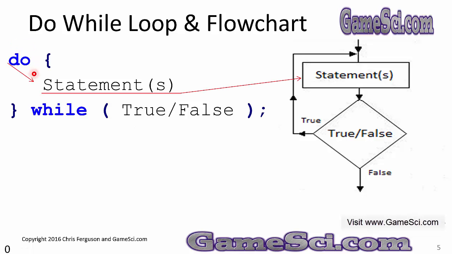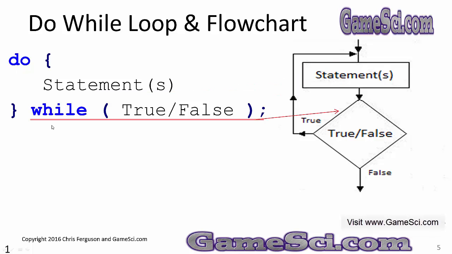When it hits the do statement, it will execute this block of code at least once. And that's what the flowchart is telling you. As I enter this loop, I have to execute this block of statements. You do not get a choice. The block of statements executes at least 1 time. After you execute the block of statements, then you evaluate the true-false condition.